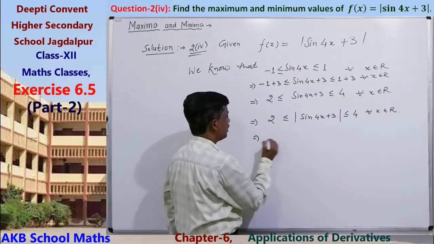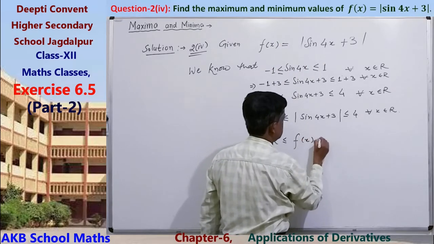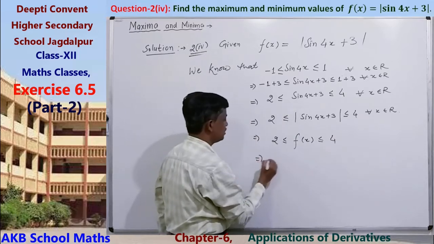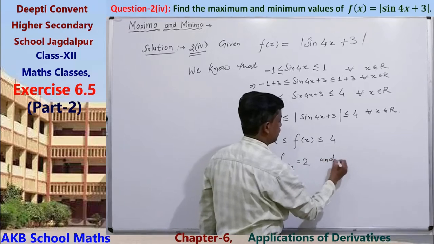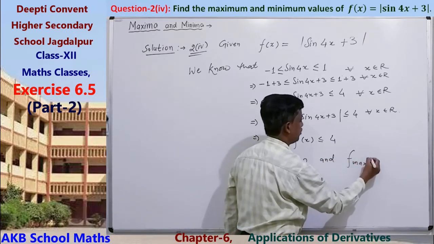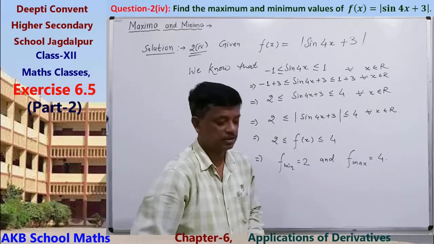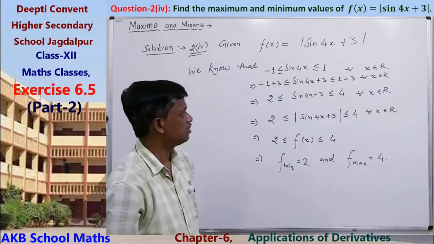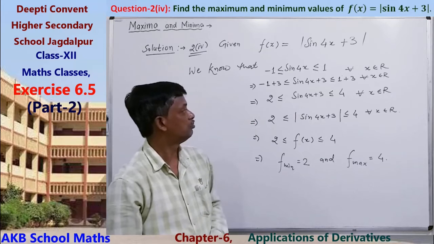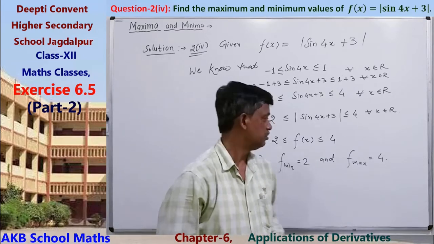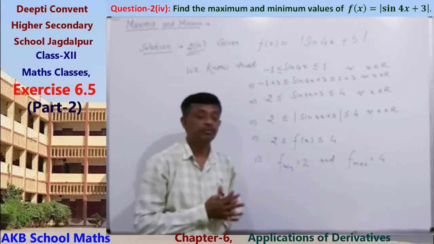So this implies 2 is less than or equal to f(x), where this modulus is f(x), so f(x) lies between 2 and 4. This implies the minimum value of f is 2 and the maximum value of f is 4. So this is the solution of this question. Very clear? This type of question may be asked for 2 marks. So these are the techniques for how you can find the maximum and minimum value of a function.